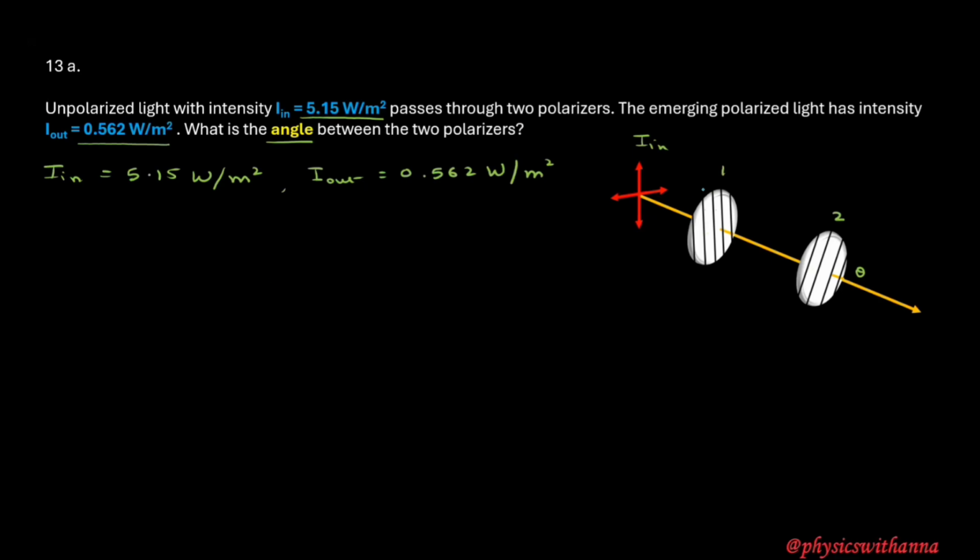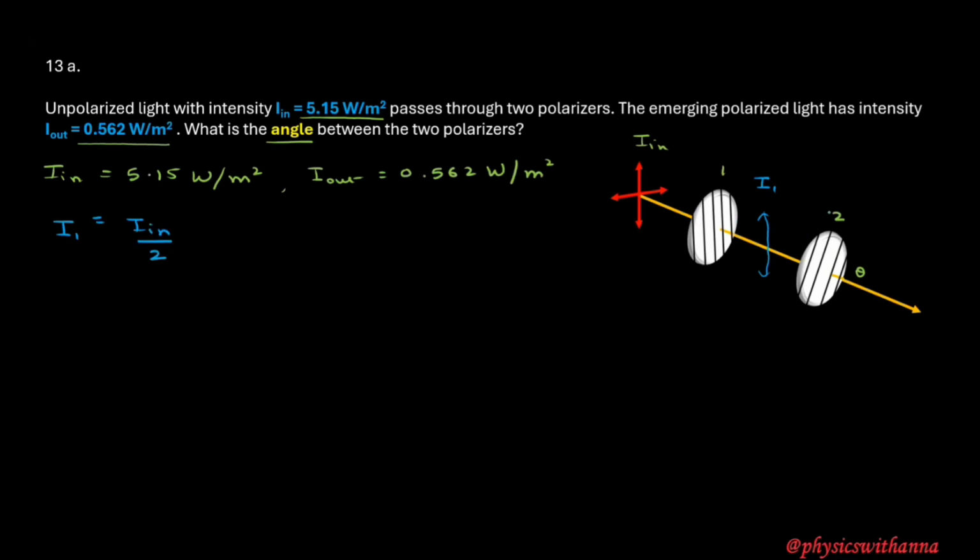So let's assume that polarizer 1 is vertically aligned and polarizer 2 is making an angle theta with the vertical. When an unpolarized light passes through polarizer 1, only the vibrations which are aligned in the vertical axis will be allowed to pass through. Horizontal vibrations will be blocked. So the light coming out of polarizer 1 will be half of the original intensity. So we can write I1, the intensity of light coming out of polarizer 1, to be half of the initial intensity.